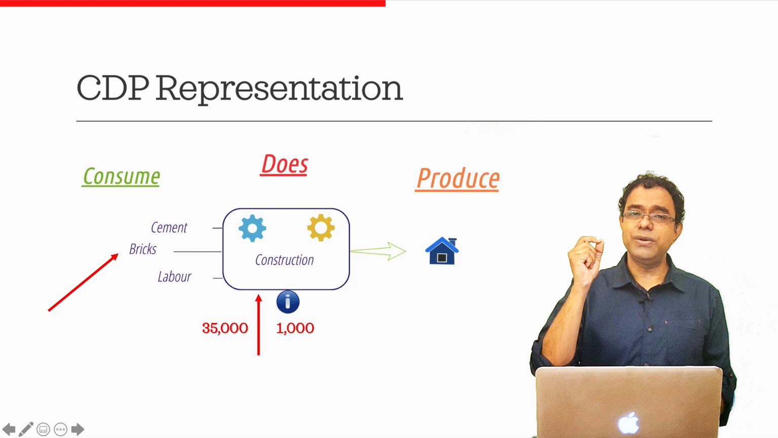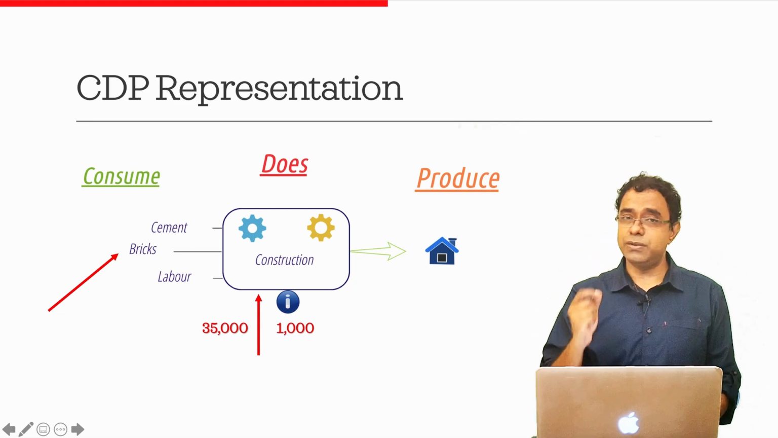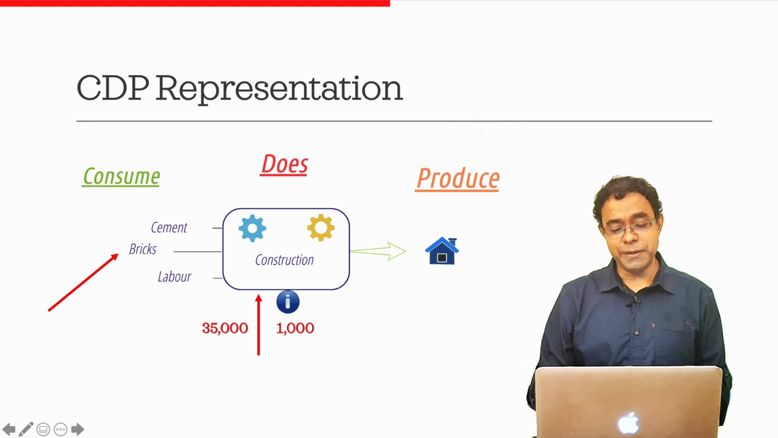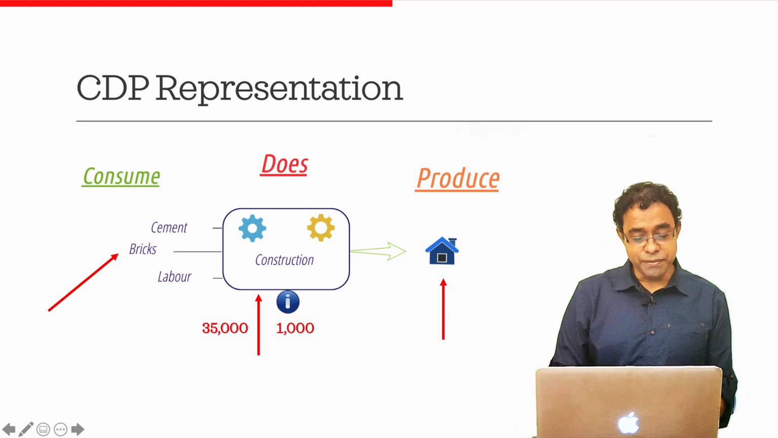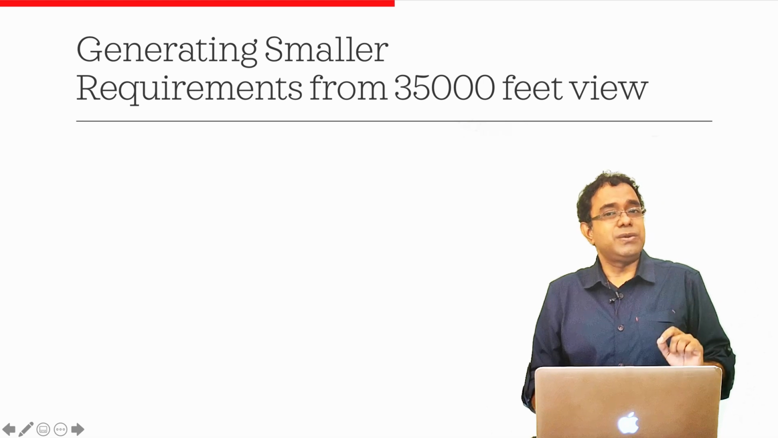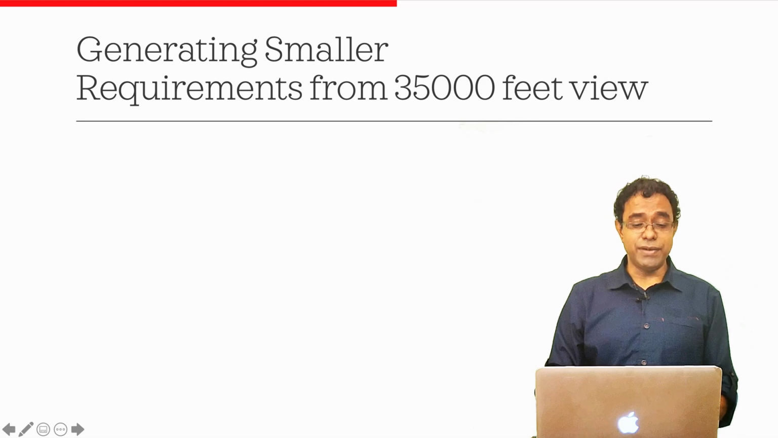The idea is that each and everyone, from the CEO to the new fresher who is joining the company, looking into this, can understand the requirement. And again, what is being produced, that should also be very, very clear. Now, let's talk about what I just told: generating a smaller requirement from the 35,000 feet view.